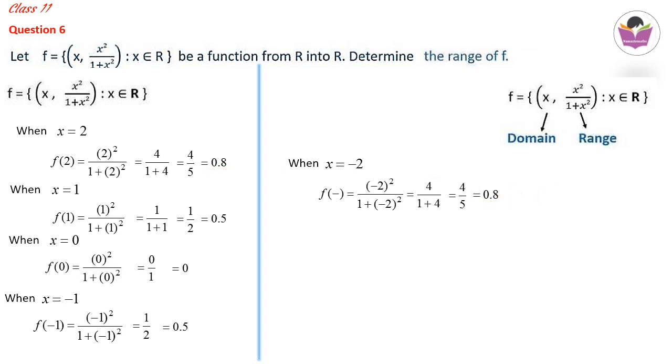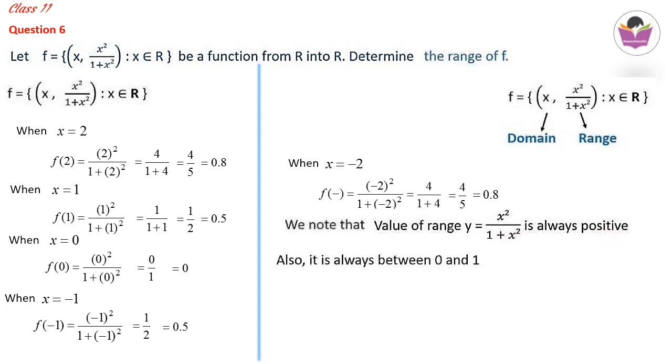Now you can check here our output values. All output values that we have got are positive numbers, and they are all between 0 and 1. There is no number we have got more than 1 or less than 0. So all are positive as well as between 0 and 1. So we note that the range of x square by 1 plus x square is always positive, and it is always between 0 and 1. Through our observation only we came to know that.